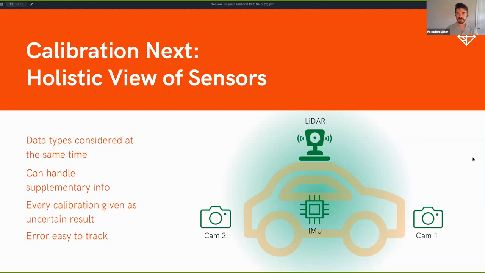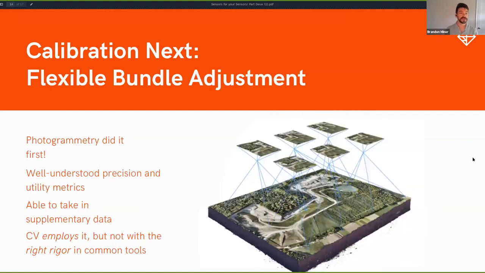But thankfully, this problem has actually been tackled in the past, which I think is super fascinating, because as somebody who's been in this field for a while, it didn't really dawn on me until this year that these older techniques could be done in this way. But in my mind, the solution to this holistic view of calibration actually lies in bundle adjustment, which is nuts, right? Flexible bundle adjustment, I think, is the answer to this problem.